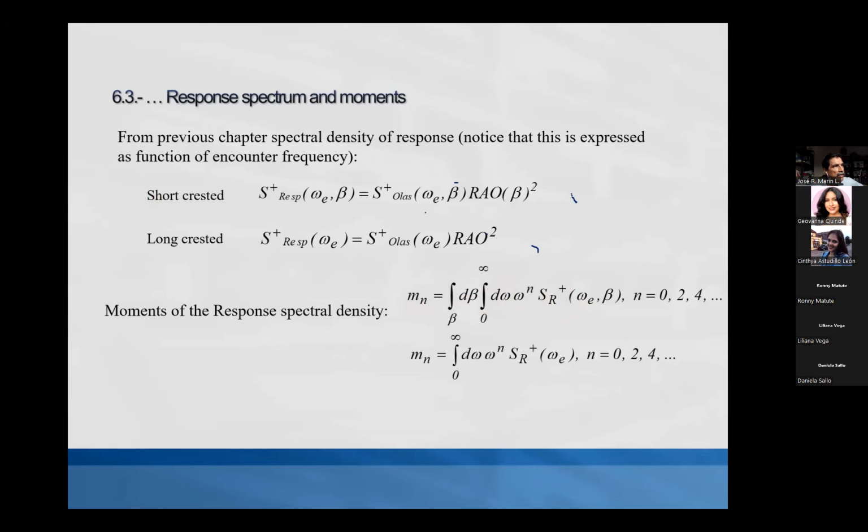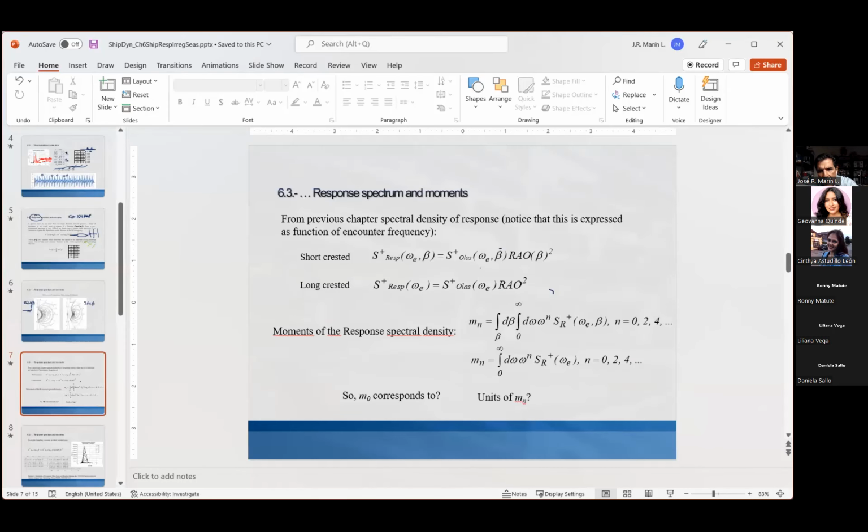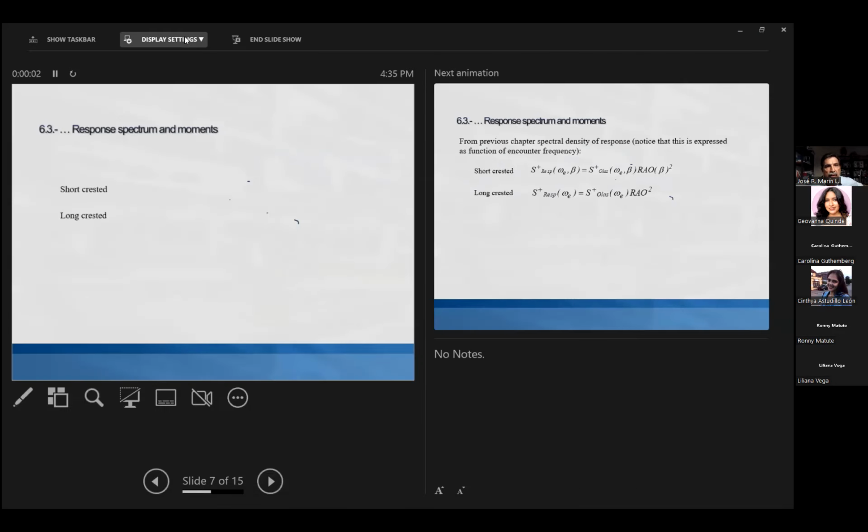The area below the spectral density. Pardon me? Didn't get it? Rm squared. He says RMS squared. Yeah, you're right.